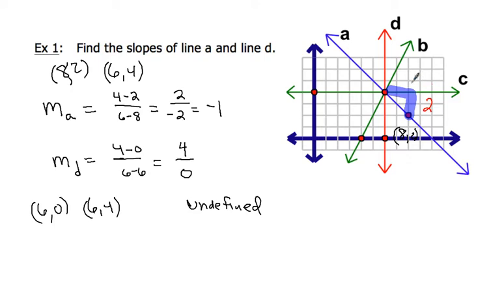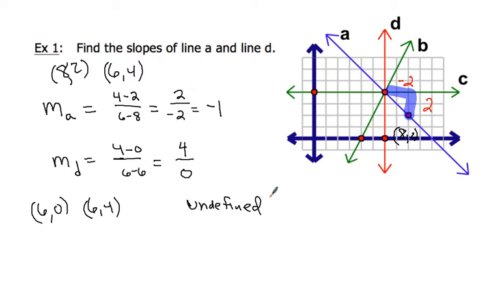So I'd have 2, but then my rise is 2. So then the run, when I count from here to the left, has a run of negative 2 since I'm moving left. So negative 2 divided by 2, well, that gives me negative 1, which is what I got for my slope for line A.